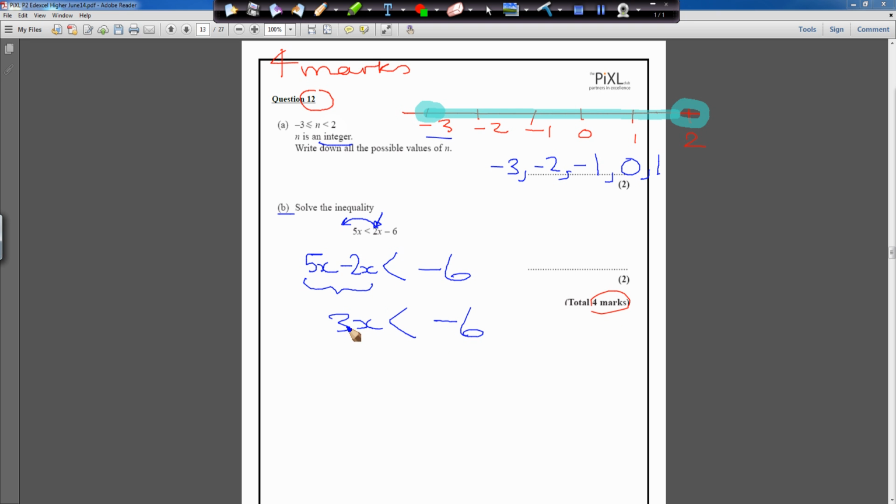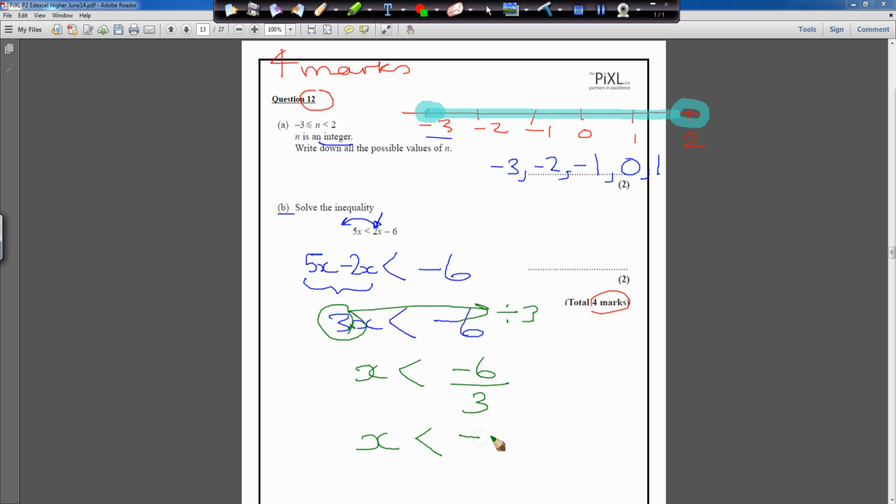Nearly there. Now, the opposite of multiplying by 3 is to divide by 3. So take it over. You now have x, copy the sign down, is less than -6 divided by 3. I'm just going to rewrite that to make it a little bit clearer: -6 divided by 3. Remember, at the moment we haven't divided or multiplied by any negative number. That was already negative. The inequality stays exactly the same.